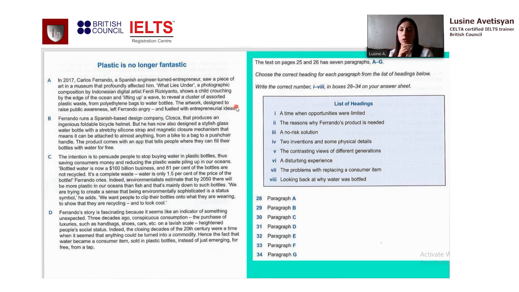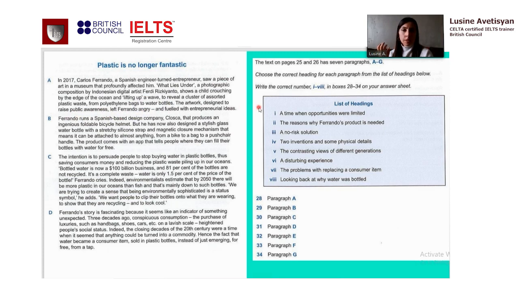I read, now I try to understand. So what happened? I tell myself the paragraph. So this person went to a museum, he saw an artwork which was showing the plastic waste, and this profoundly affected him. It left him fueled with entrepreneurial ideas. He was angry.